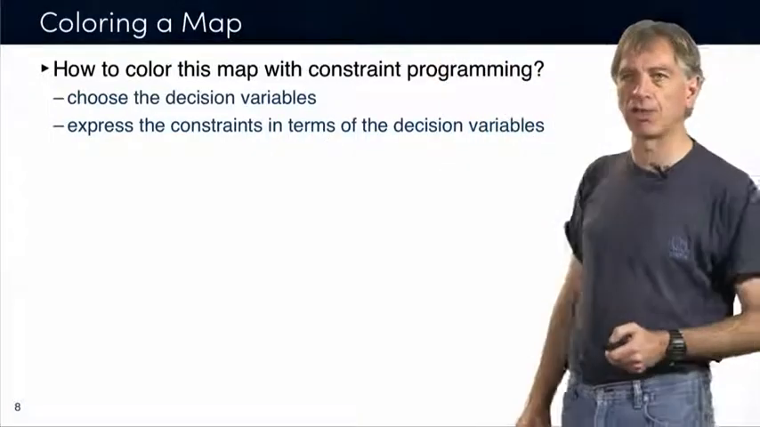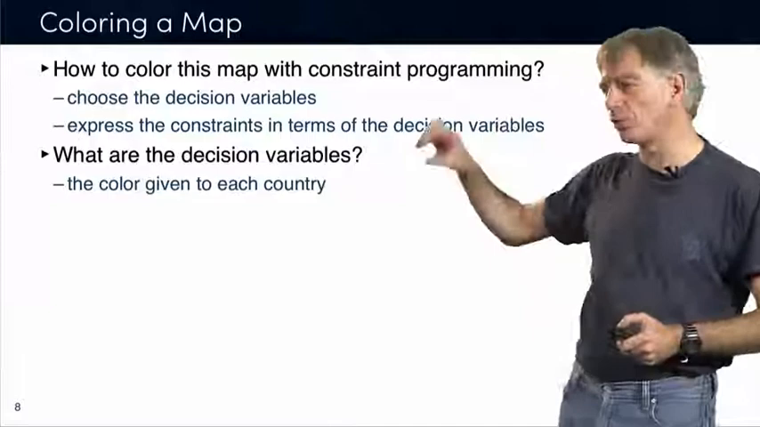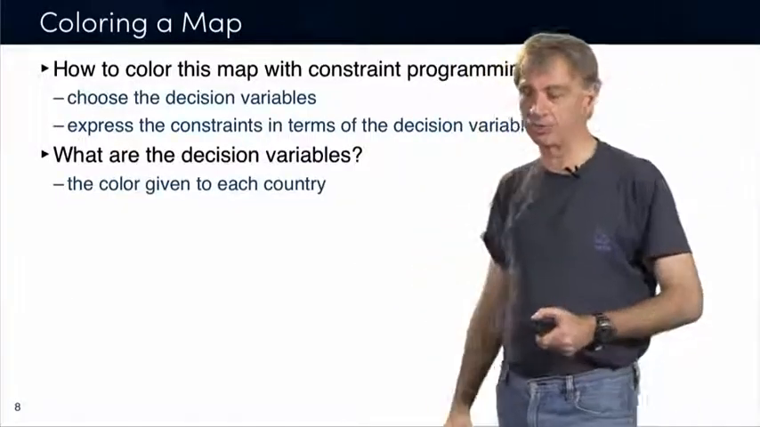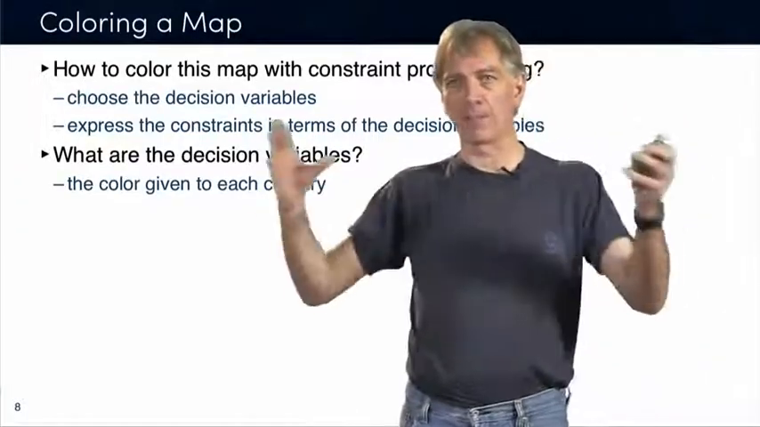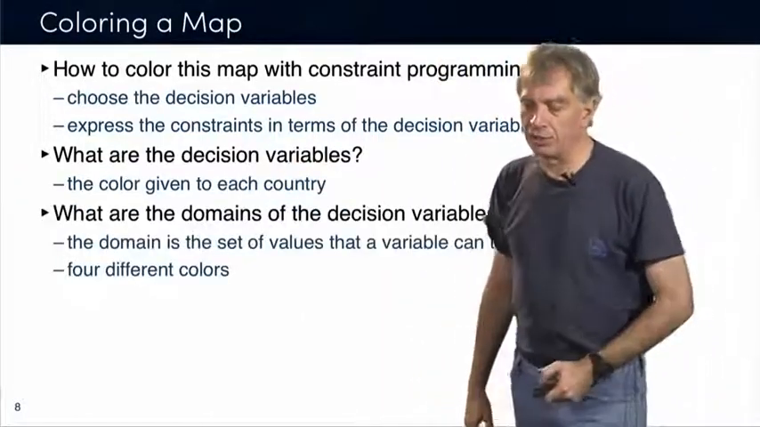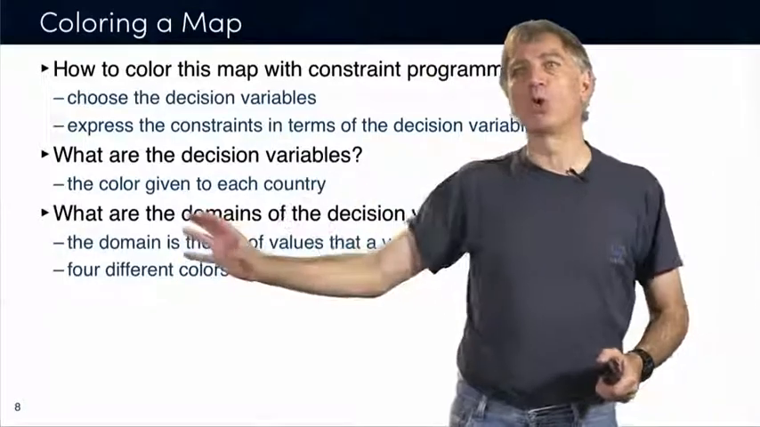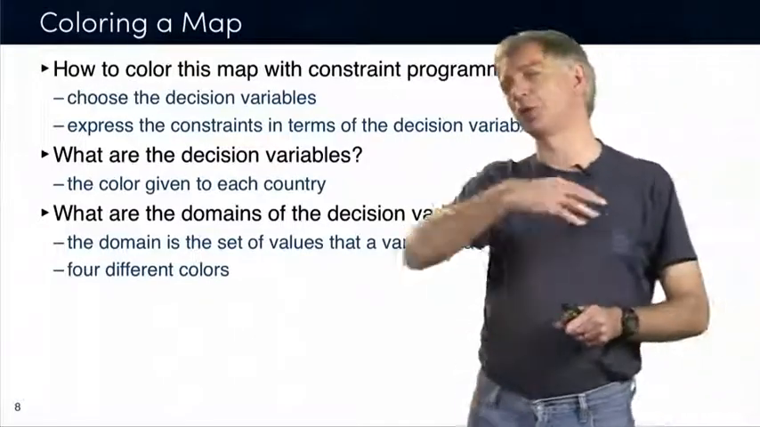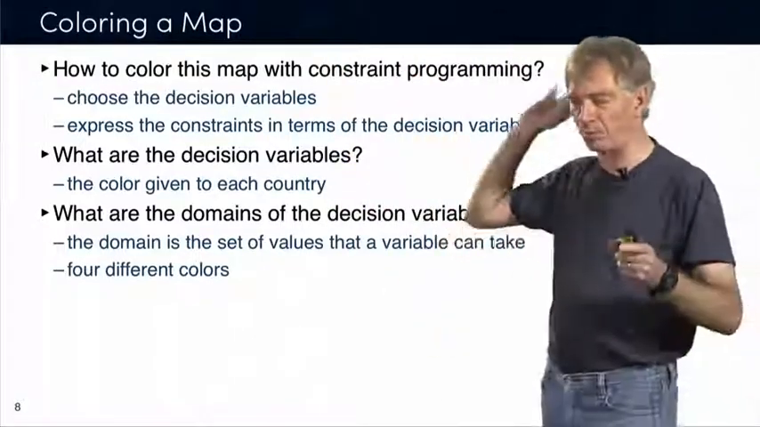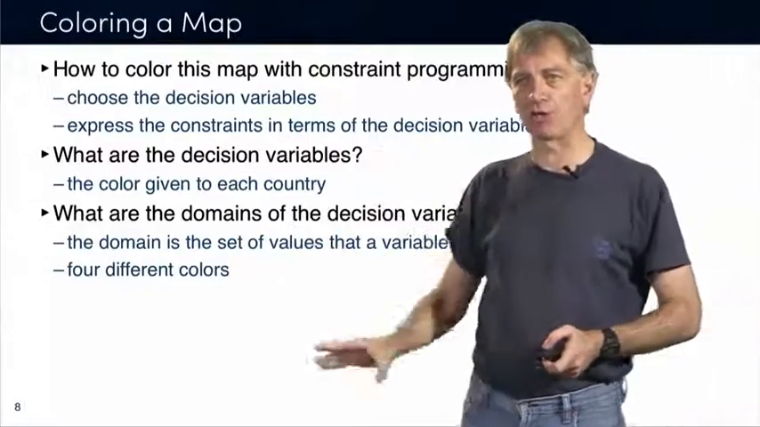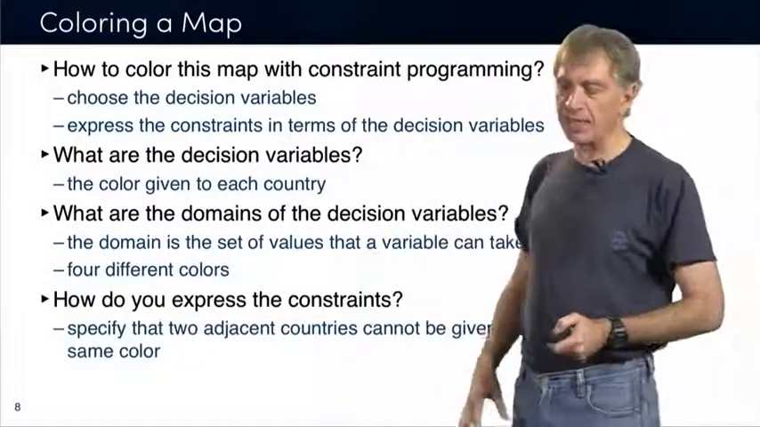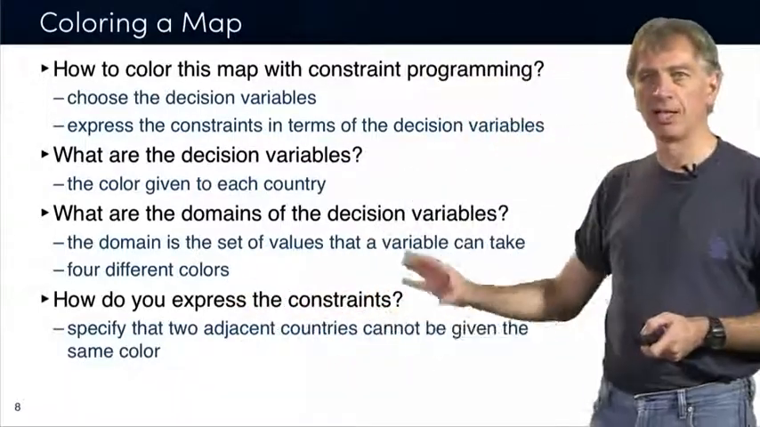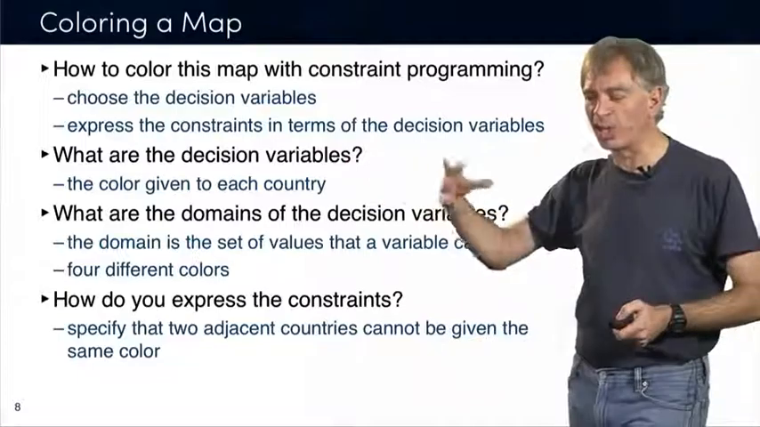What are going to be the decision variables here? Well, for every one of these territories, you will have a decision variable, and that decision variable is going to tell you the color of that particular territory or country if we are modeling a map of countries. The domain of these decision variables is going to be all the colors. Since we are in a map, we know that we need only four colors, so we'll choose blue, red, green, and brown, whatever. Four different colors, that's all we need. And now the constraints are going to specify that two adjacent territories cannot have the same color, and the best way to do that is to use a not-equal constraint.